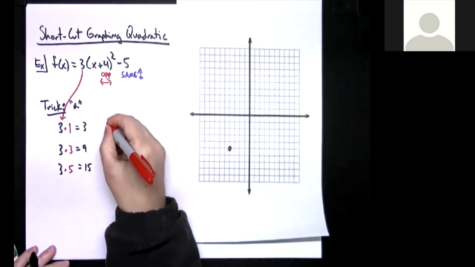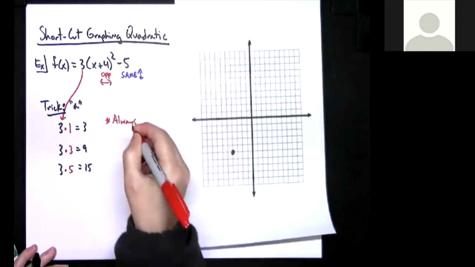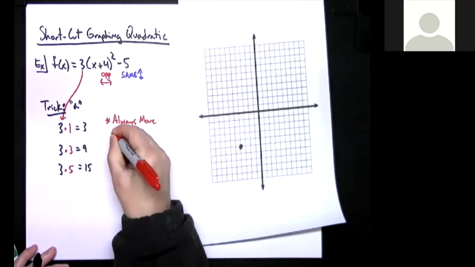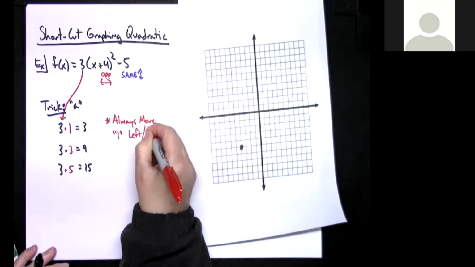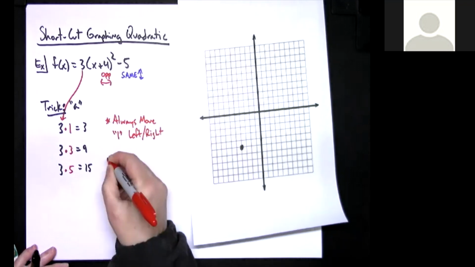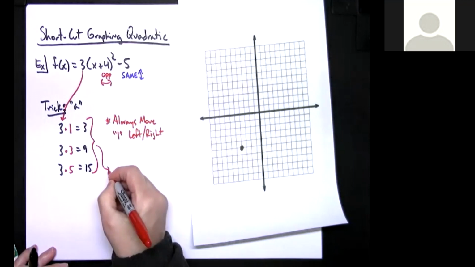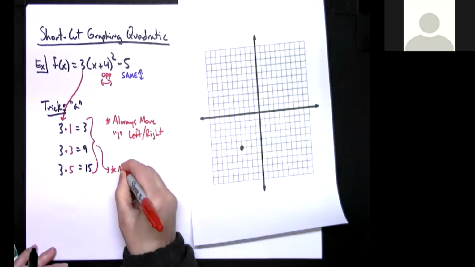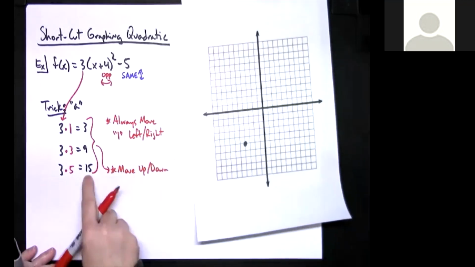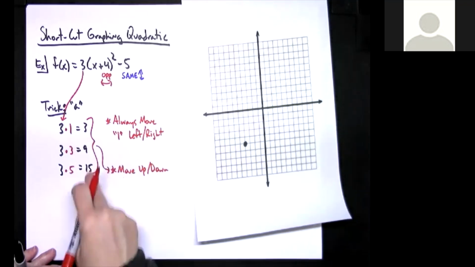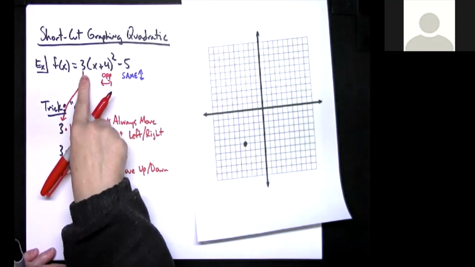You always move 1 left to right, and then these values, I move up or down. Up or down as in, these are positive numbers, so I'd go up. If they turned out to be negative numbers, I would go down. But why? Because that corresponds to that A leading coefficient.